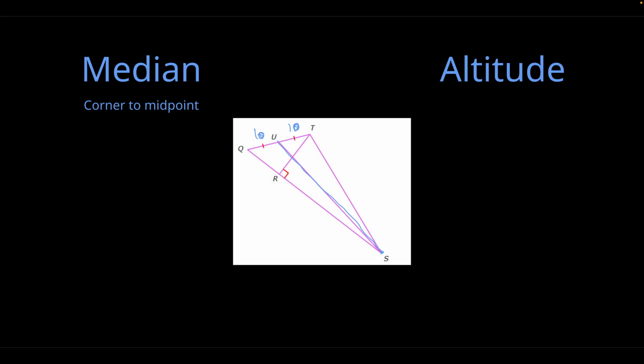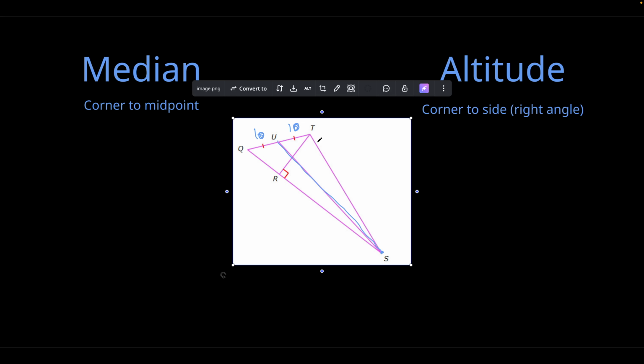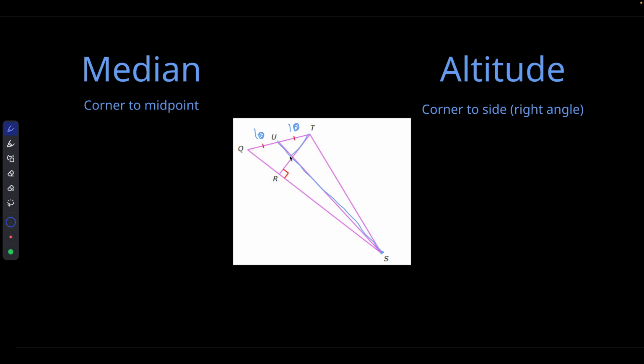Now an altitude goes from a corner to the opposite side and forms a right angle. So in this drawing, TR, right here, line segment TR is an altitude because it goes from the corner here to the opposite side and forms a right angle with that red half square.